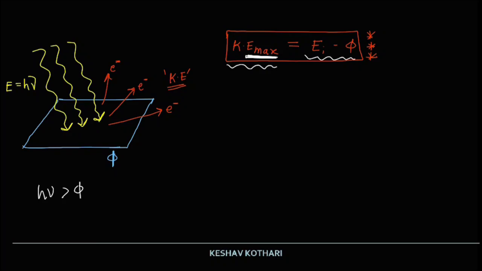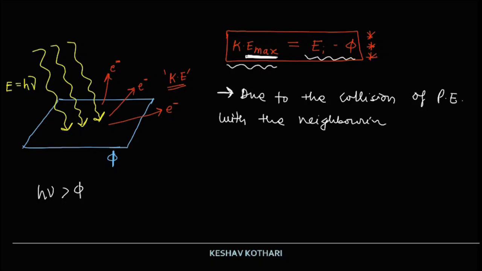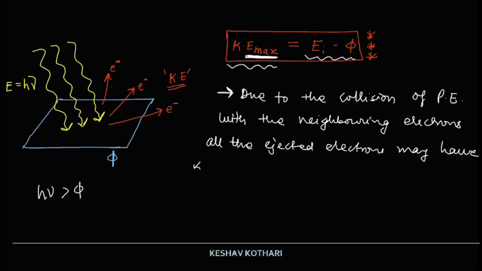So I write over here that due to the collision of photoelectrons with the neighboring electrons, all the ejected electrons may have kinetic energy ranging from 0 to kinetic energy maximum. That is, it is possible that all the energy is absorbed, or I can say got wasted, in the collision with the neighboring electrons.